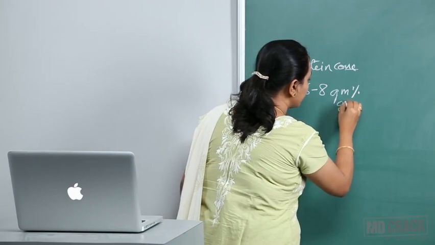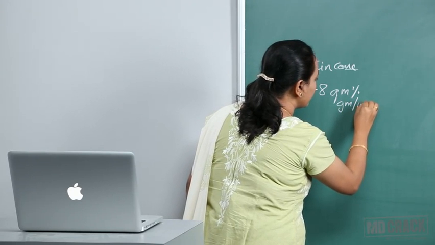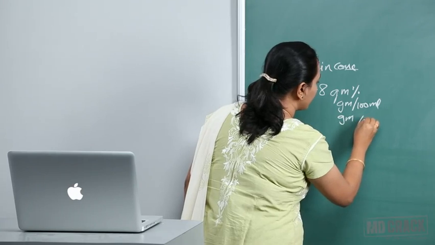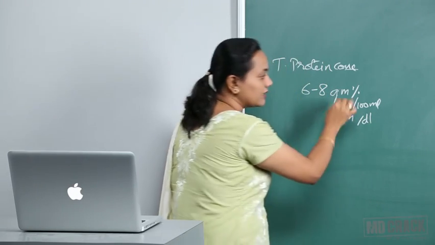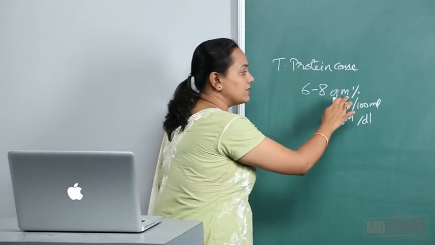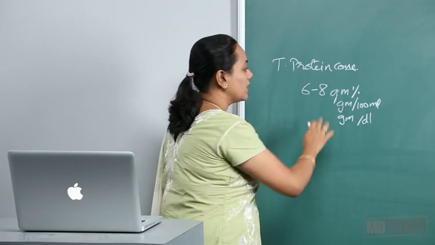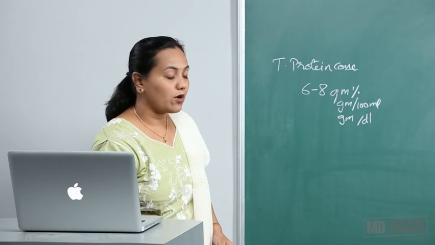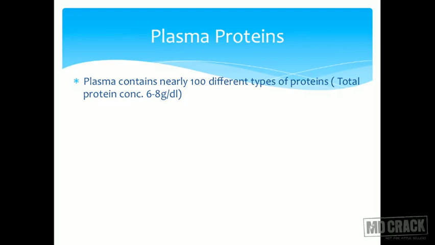So, gram percentage or gram per 100 ml or gram per deciliter, all three mean the same. So, from now onwards, I will be using the term gram percentage. I won't be using gram per 100 ml or gram per deciliter. Now, the total protein concentration, as I said, more than 100 proteins are there and the total protein concentration is 6 to 8 grams per dl.